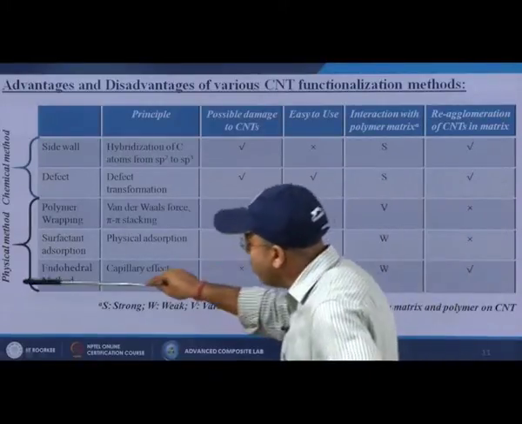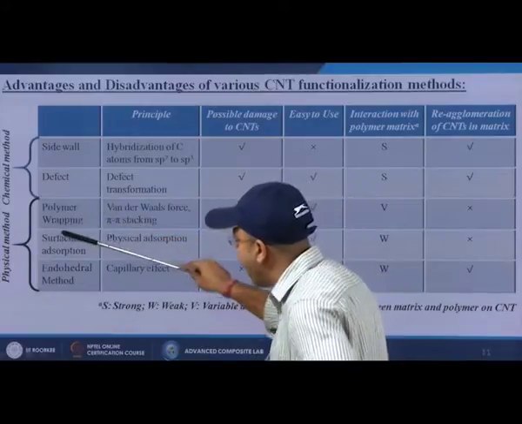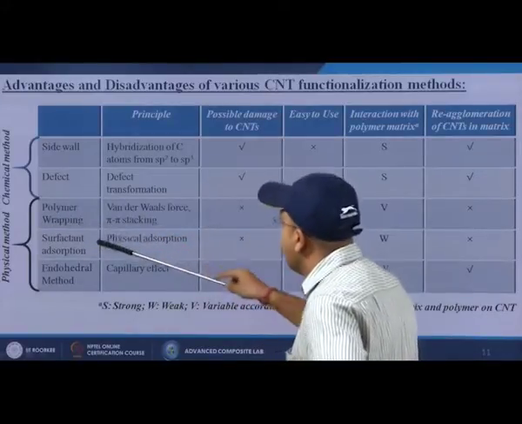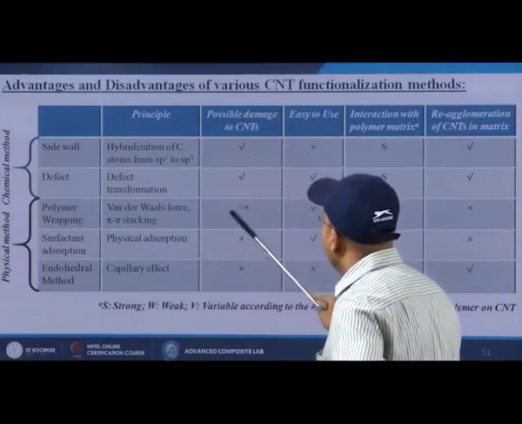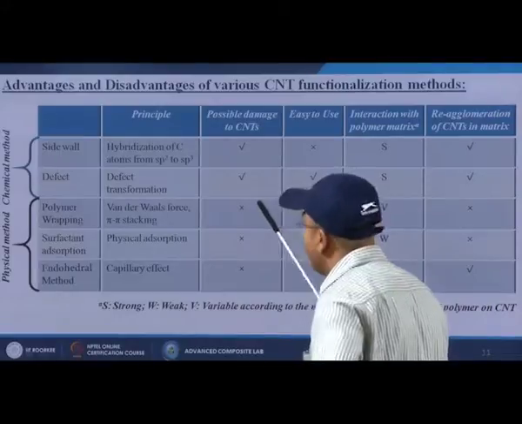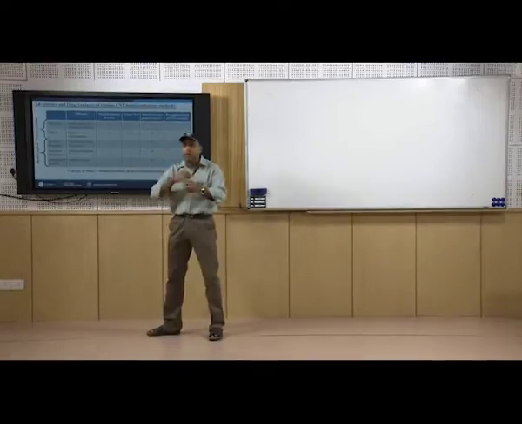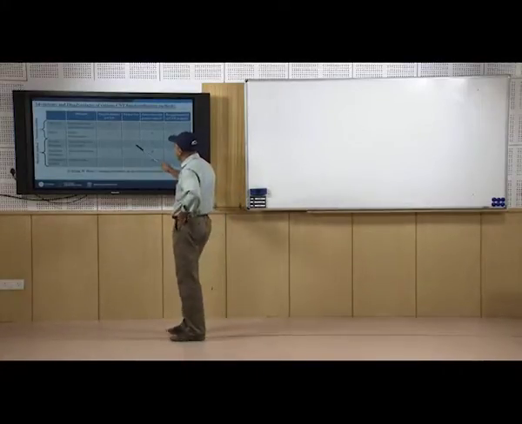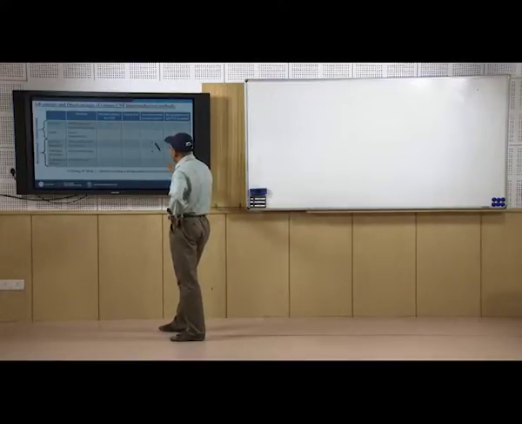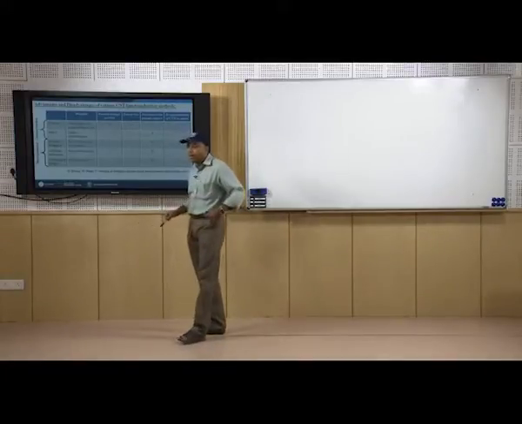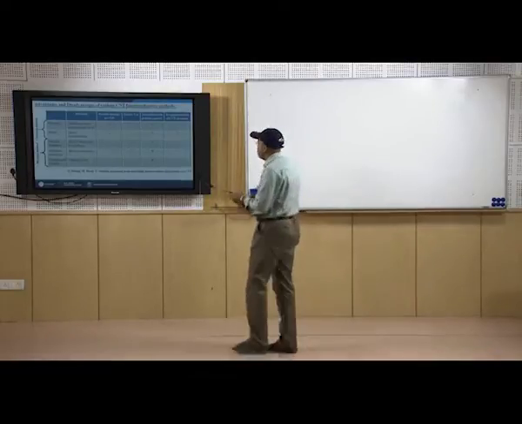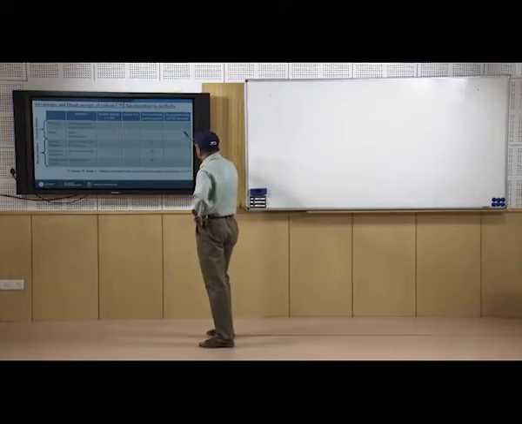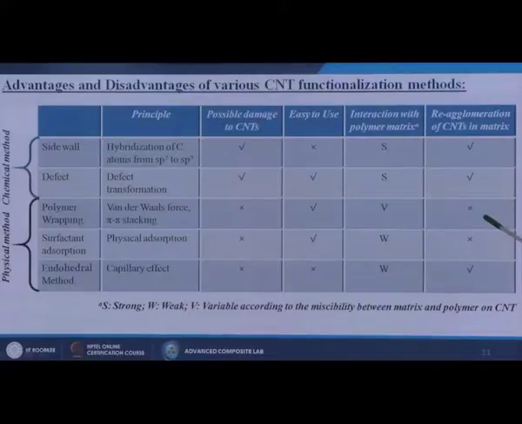Then when we are talking about the physical method, the polymer wrapping onto that particular nanoparticle, the principle is van der Waals force or maybe pi stacking. Then possible damage to the CNT is not possible, because we are just wrapping one material on top of that. Then easy to use, of course it is possible. Interaction with the matrix is variable according to the miscibility between the matrix and the polymer on the CNT, because that is the adhesion between the polymer and the carbon nanotubes. And then re-agglomeration of CNTs in the matrix is also not possible.